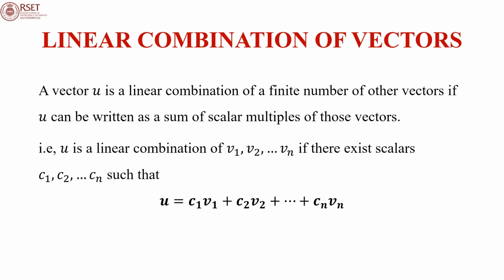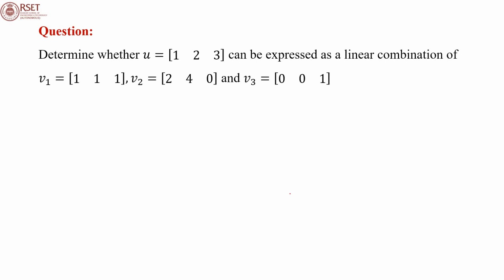First of all, let us see what a linear combination of vectors is. Suppose we have a vector u in a vector space V, then this vector is said to be a linear combination of other vectors if u can be written as a sum of scalar multiples of these vectors. That is, u is said to be a linear combination of the vectors v1, v2, etc., vn if there exist scalars c1, c2, etc., cn such that u is equal to c1 v1 plus c2 v2 plus etc. plus cn vn. Let us see an example.